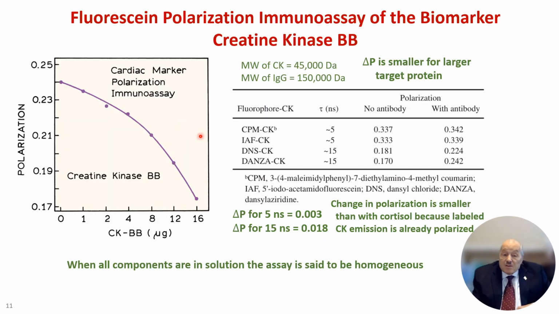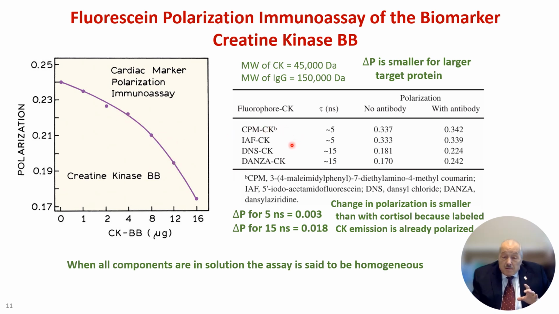Okay, let's look at the same type of immunoassay, but in this case, we're looking for a biomarker, creatinine kinase. This is one of the cardiac markers that are used if you get taken to the emergency room for heart attack. They'll do a panel of cardiac markers, and creatinine kinase will be one of them. And we have an immunoassay done here.